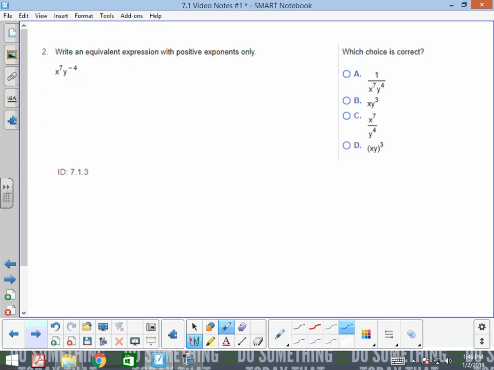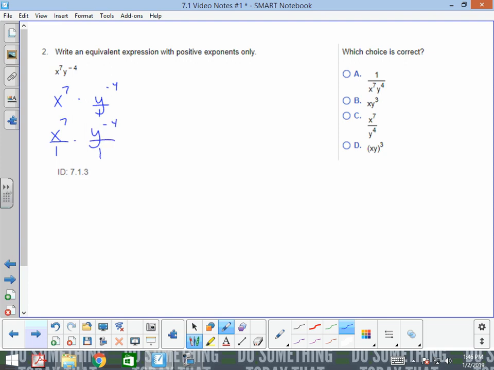All right, number 2. It says write an equivalent expression with positive exponents only. So this is x to the 7th times y to the negative 4th. If it has a positive exponent, it does not move. Okay, so x to the 7th is going to stay in the numerator, basically. It's over 1. But y to the negative 4th is over 1. Here, I'll write it right here. It is going to move.